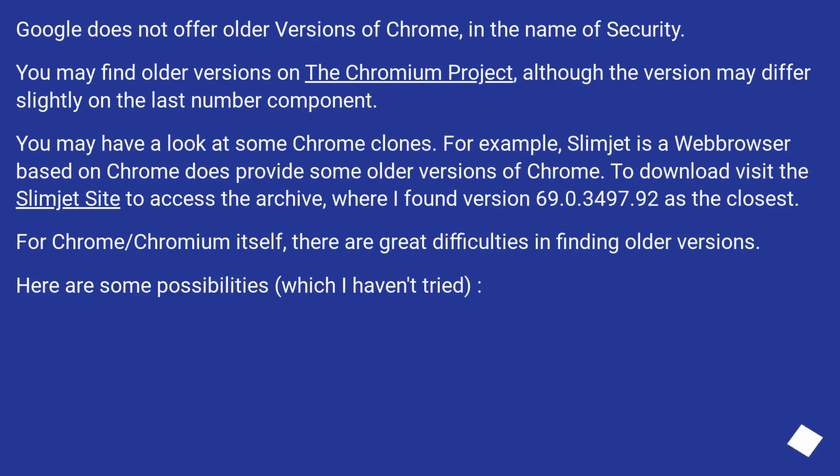Google does not offer older versions of Chrome, in the name of security. You may find older versions on the Chromium project, although the version may differ slightly on the last number component. You may have a look at some Chrome clones. For example, SlimJet is a web browser based on Chrome that does provide some older versions of Chrome.